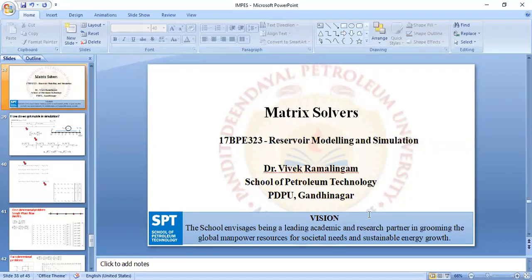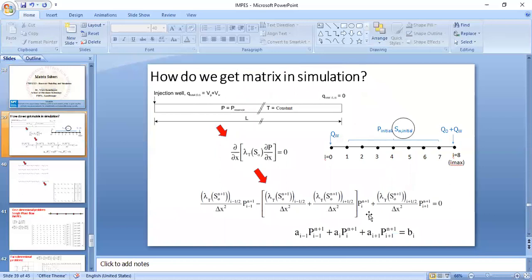So finally, in this lecture, we will look into the various matrix solvers and different types of solvers. First, we will start with a basic brush up of matrix and matrix properties, and then we'll go into the direct and the iterative solvers. One of the direct solvers, which is most prominently used in numerical simulation, is the Thomas algorithm, which we had already seen, and you can recall it from your earlier notes. So first, how do we get a matrix?